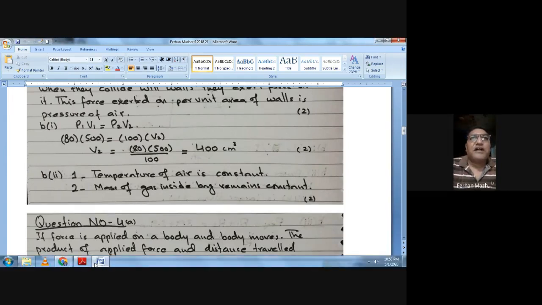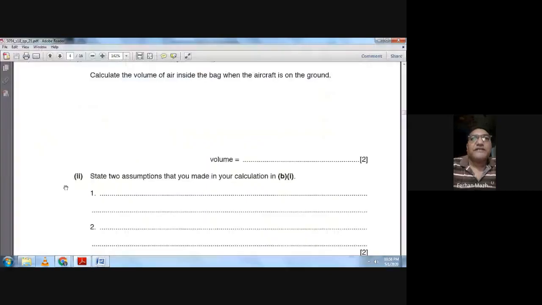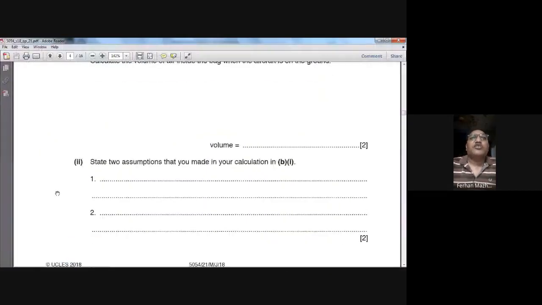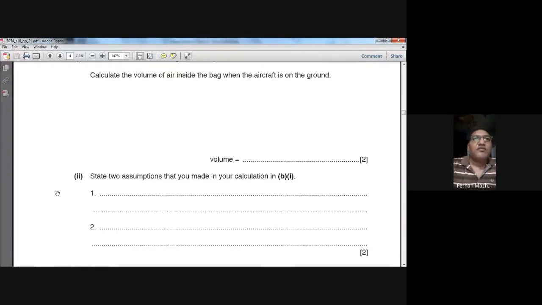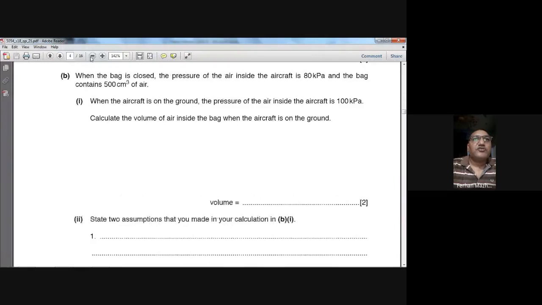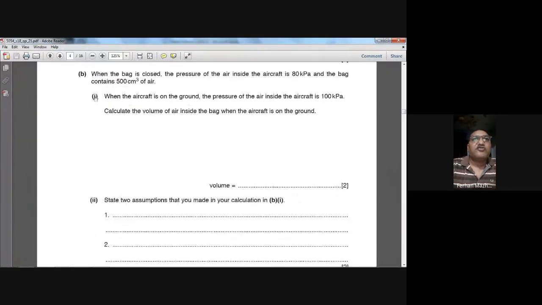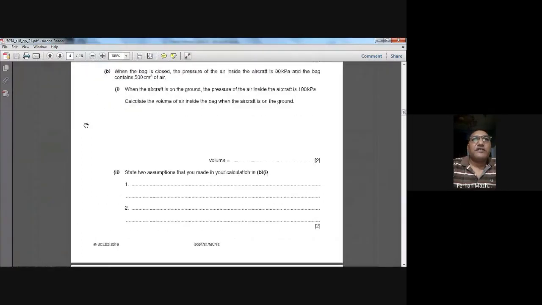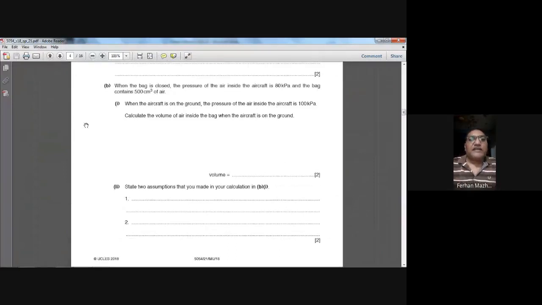Let's move to the second part of this B part. State 2 assumptions that you made in your calculation. You know the formula which we have applied, P1 V1. Let me show you, make the size a little bit smaller so that everything is visible. In the B part, I used the formula P1 V1 equals P2 V2 for the gas, pressure, and volume. When we apply this formula, we make some assumptions.